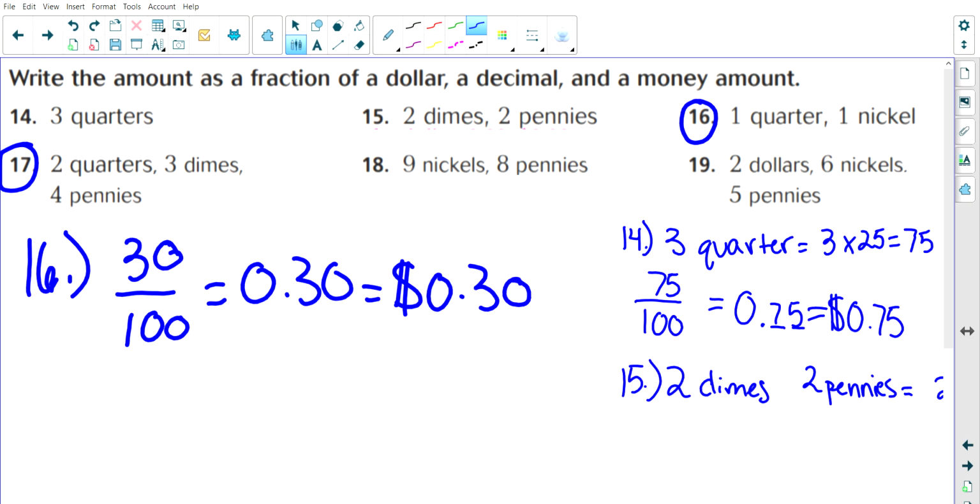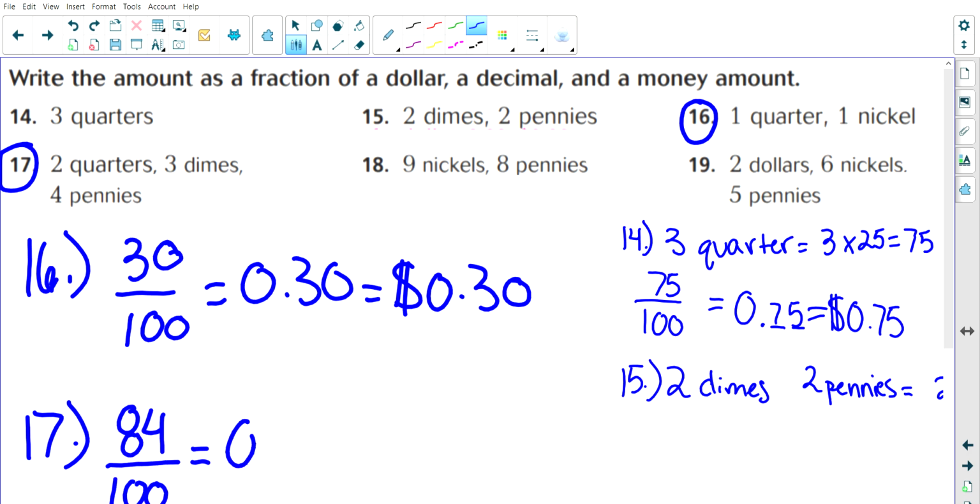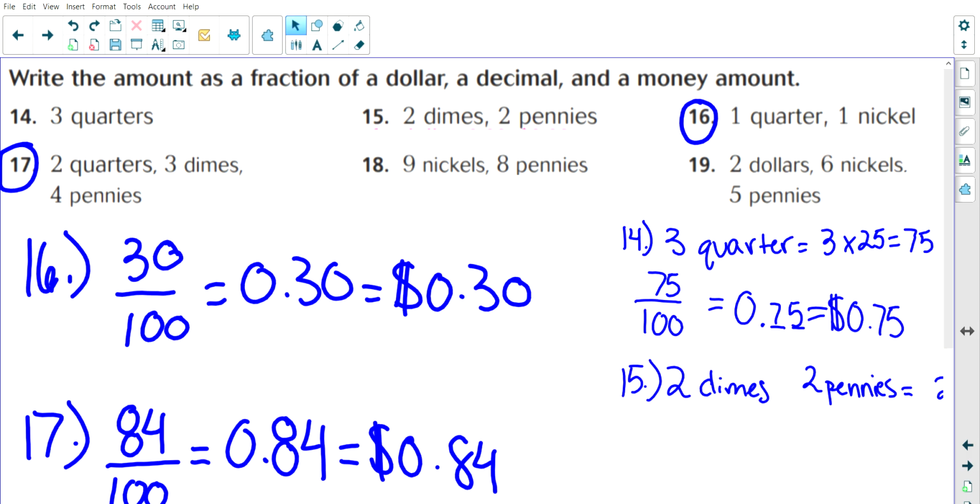Dollar sign 0.30. Number 17, 2/4 is 50 cents plus 3 dimes is 30. 50 and 30 is 80 plus 4 cents for pennies is 84. So we have 84 hundredths, 0.84 or 84 hundredths, and 84 cents or dollar sign 0.84. All right, if you are feeling good, go ahead and continue to the next part. If you need a little bit more review, go ahead and watch those problems be solved again.